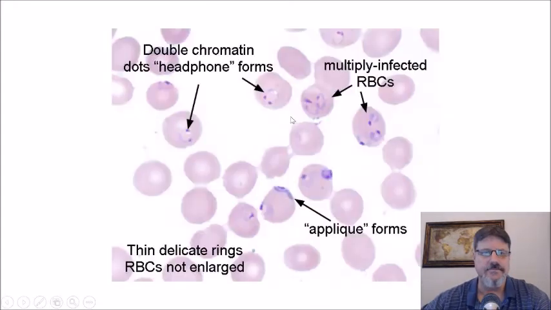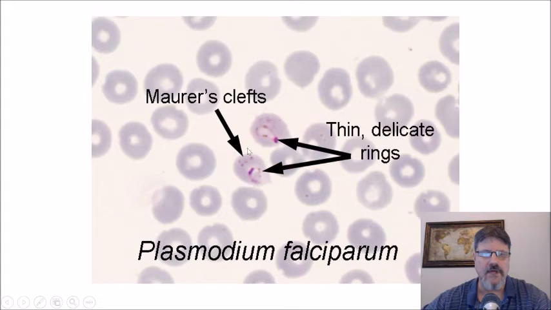that momentarily. So in this photograph, you can see the double chromatin dots on the one ring, giving you that kind of headphone appearance. In these RBCs on the right, you can see multiple ring stages within the RBC. In this particular RBC right here, there are 3 rings. Here around the middle is the oblique form where the ring is pressed up against the side of the RBC. RBCs are not enlarged. It doesn't require immature RBCs. They're pretty much any RBC. And there are your Maurer's clefts, these purple dots in there, and that is found in Plasmodium falciparum.